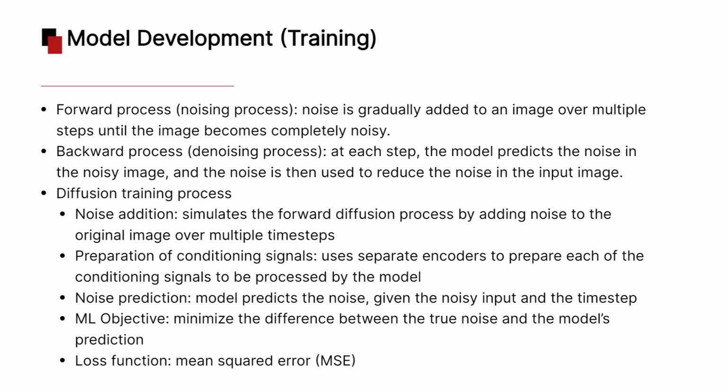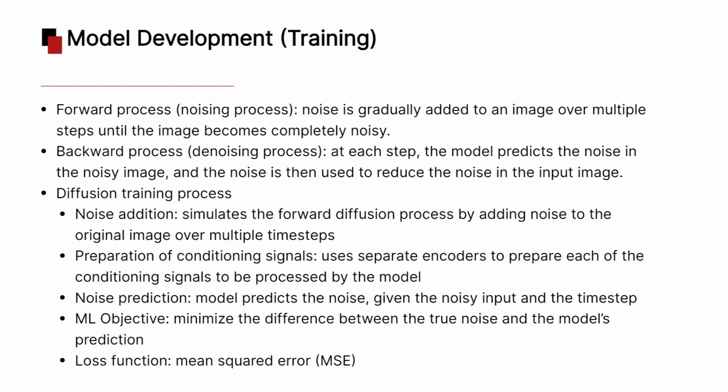Diffusion training workflow. Noise addition. We simulate the forward process by corrupting the original image with a known amount of noise at a random time step. Preparation of conditioning signals. For text-to-image tasks, we use a text encoder, e.g., CLIP's text tower or a transformer encoder, to generate embeddings for the text prompt. Other conditioning signals like style vectors, class labels, or guidance embeddings are also prepared here.